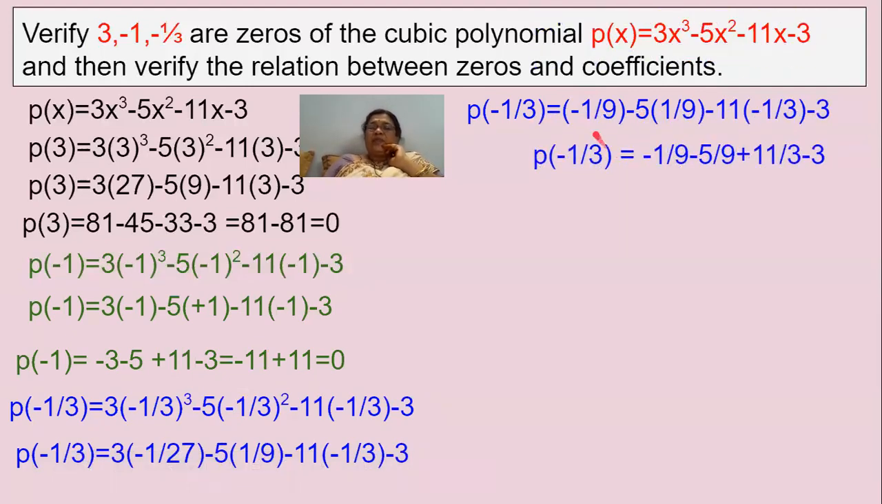Next step, this is minus 1 by 9. Here 5 into 1, that is 5 by 9. Here minus minus, you will get plus. 11 ones, 11 by 3 and minus 3. Take this step carefully.